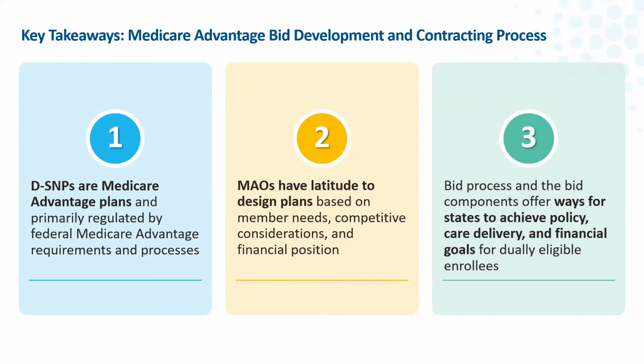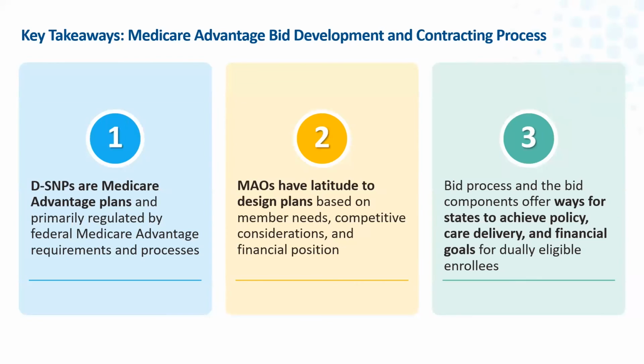Differences such as limitation of enrollment to dual eligible beneficiaries and required state Medicaid agency contracts differentiate D-SNPs from other Medicare Advantage plans. Second, while D-SNPs are regulated at the federal level, plans have latitude over plan designs and other features and decisions that are based on member needs, competitive considerations, and financial position. Third, the bid process and the bid components offer opportunities for states to achieve policy, care delivery, and financial goals for dually eligible enrollees. States developing and overseeing integrated programs need to be aware of the process and key dates each year, as federal timelines dictate plan decision-making.